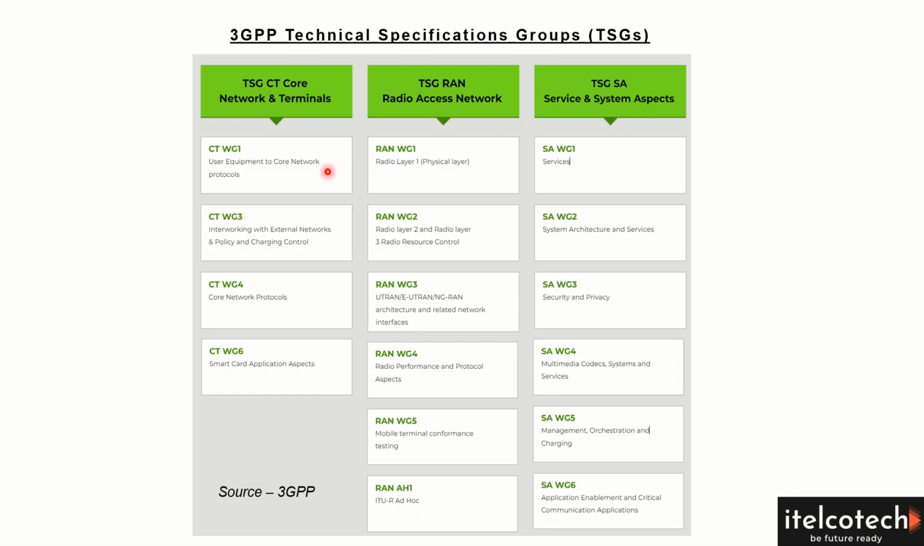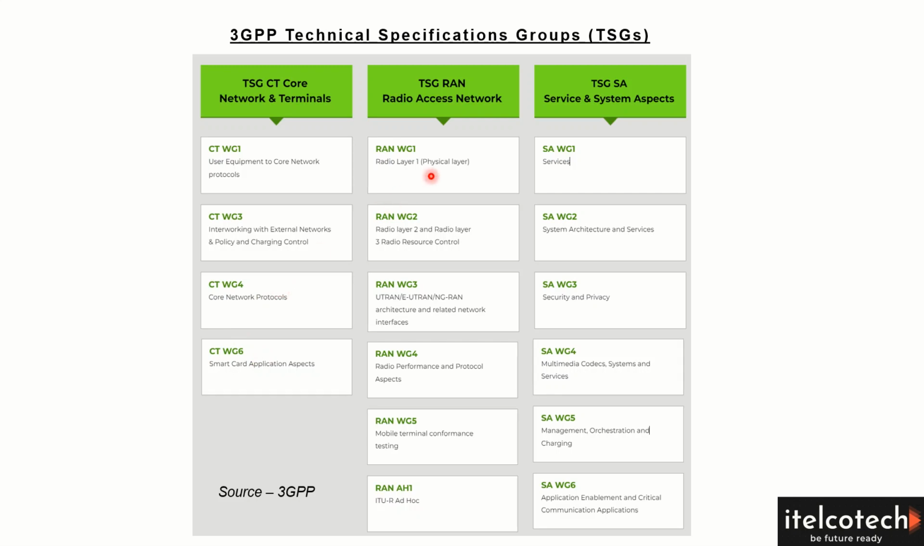Now, all these groups have different focus areas. If we look into the first one, working group one in CT core, it is focusing on the equipment-related and core network-related protocols. Then it also works on interworking with external networks and the different policy and charging control specifications. It will also look into different applications related to smart cards, which will be done by working group 6. So there are different nomenclatures given as per the focus areas for different TSGs.